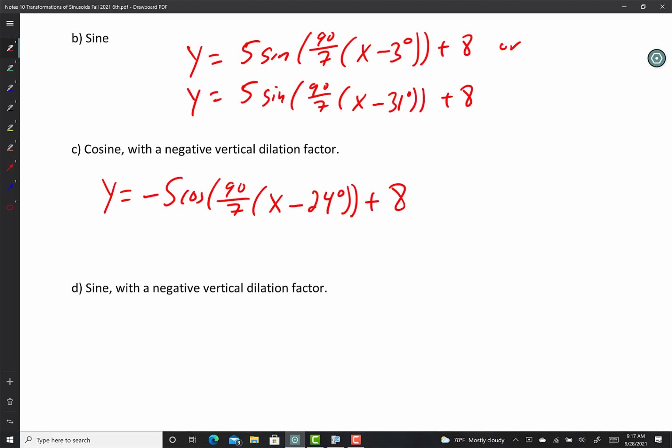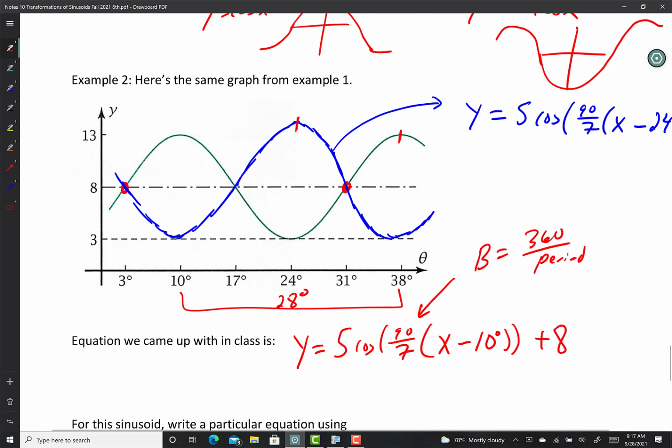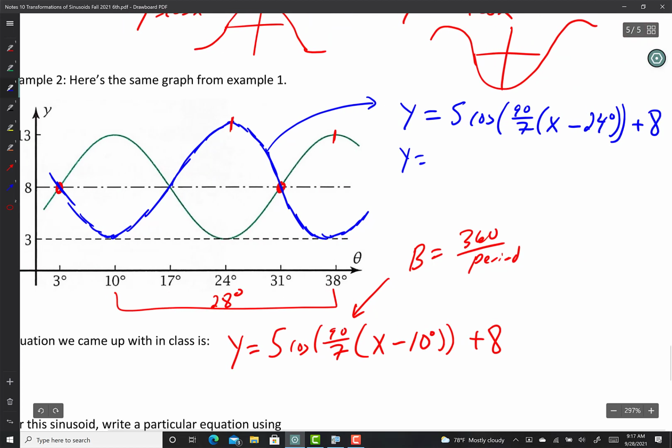All right, last one. Sine with a negative vertical dilation. So the same graph, the blue one. Give me that graph with sine. Y equals, everything's the same except for your C. 5 sine 90 over 7 x minus 17, close, close, plus 8.